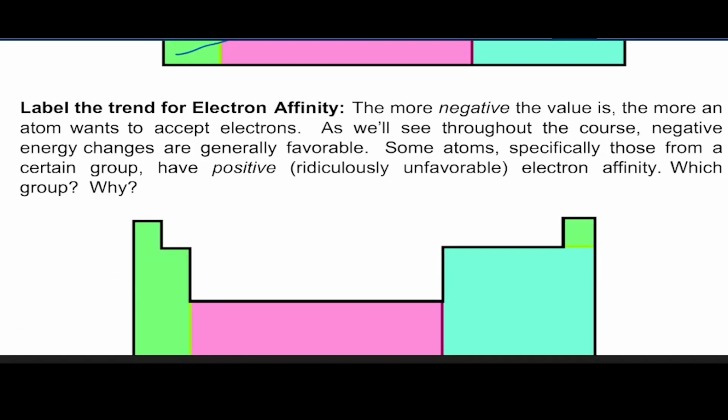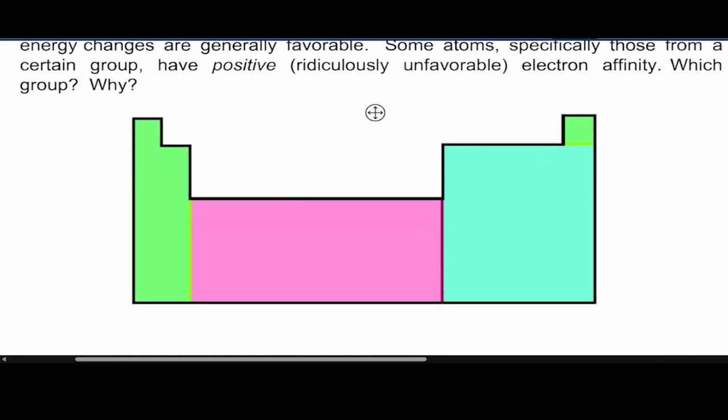The last trend that we can look at is the trend for electron affinity. So this means how much an atom wants to accept electrons. And the way the arrow is going to point is to the more negative values, because the more negative values indicate that they are more able to accept electrons. And similarly, it's going to point towards our fluorine.